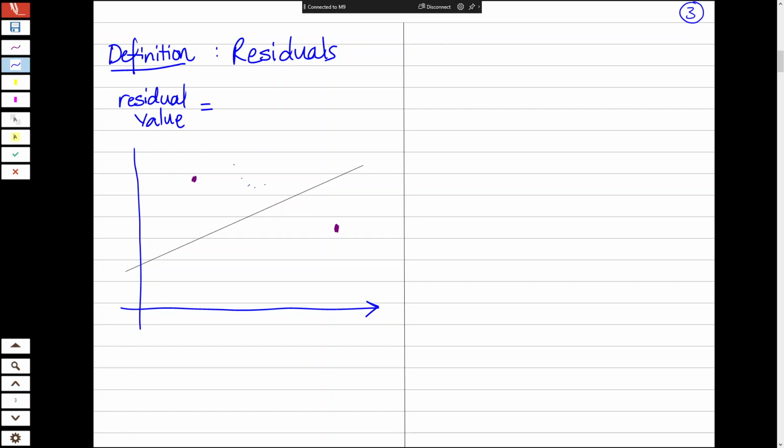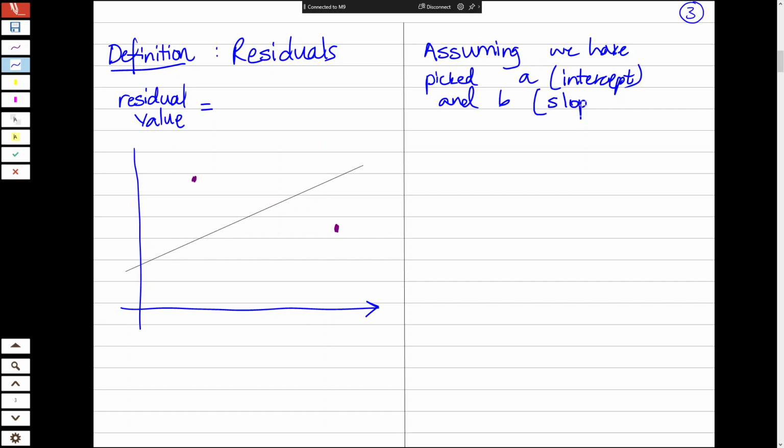So what we're doing here is we are assuming we have picked a and b, where a is the intercept and b is the slope. I haven't told you where it's come from. That's coming in a moment. The equation of this line is y equals a plus bx. I'll just add one more point for clarity.